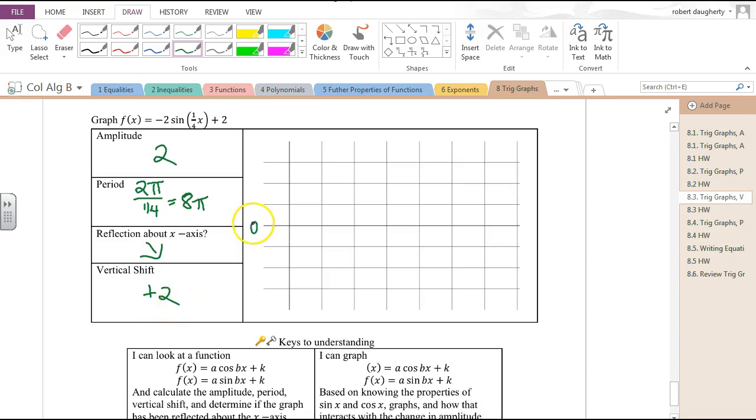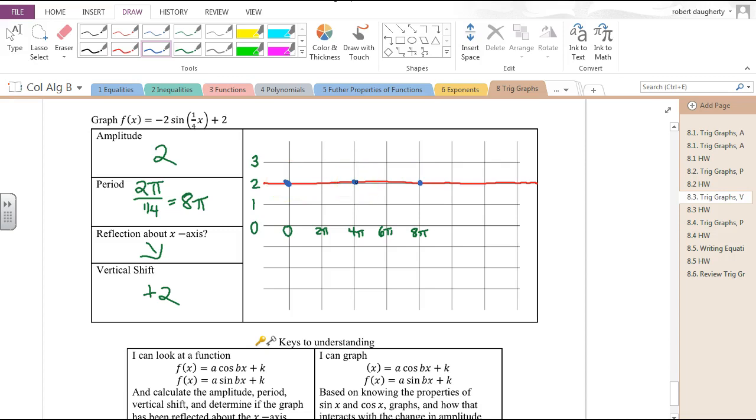So 0, 1, 2, 3. I'm going to draw a horizontal line at 2. And the period is what, 8 pi? So if this is 0, 1, 2, 3, 4, that is 8 pi right there. What's in the middle? 4 pi, 2 pi, and 6 pi. So a sine function normally starts where? At zero. And it ends at what? Halfway in between. Okay. Those are nice because those points don't move.